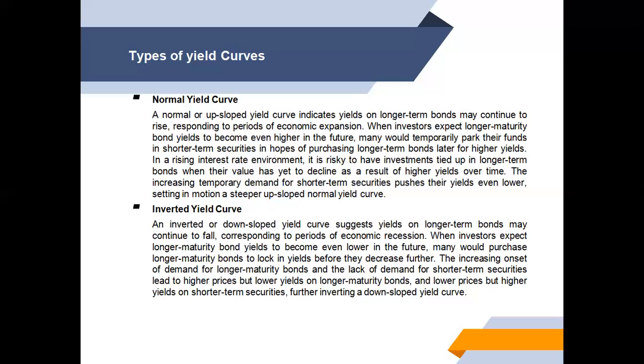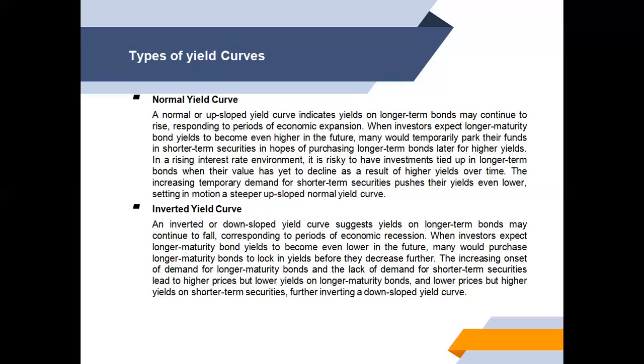The second shape could be inverted yield curves, wherein an inverted or down-sloped yield curve suggests yields on longer-term bonds may continue to fall, corresponding to periods of economic recession. When investors expect longer maturity bond yields to become even lower in the future, many would purchase longer maturity bonds to lock in yields before they decrease further. So it is just the opposite of what we talked about earlier.